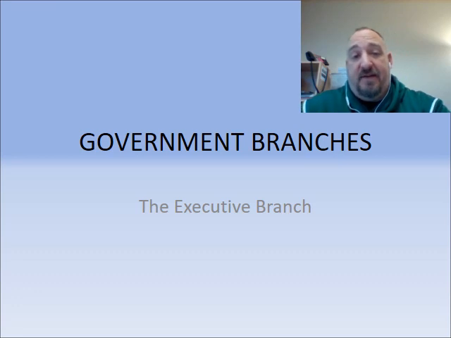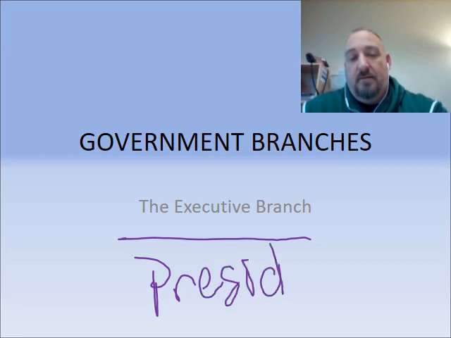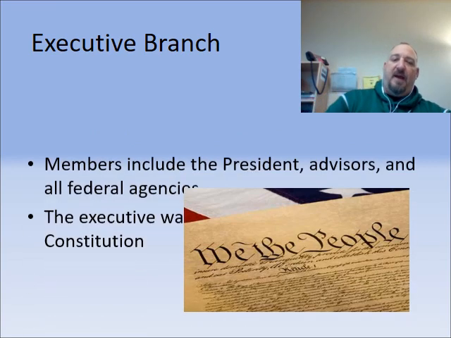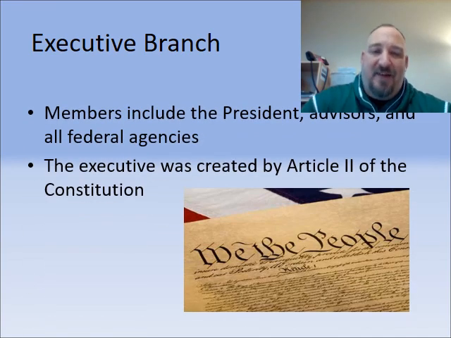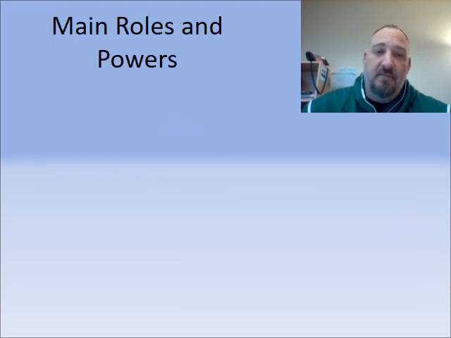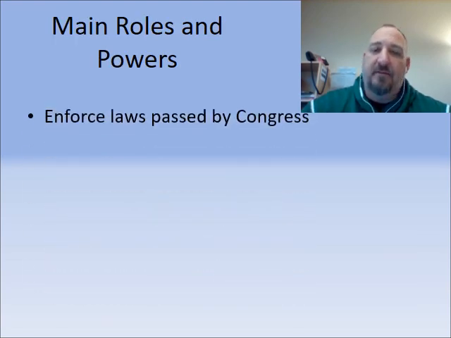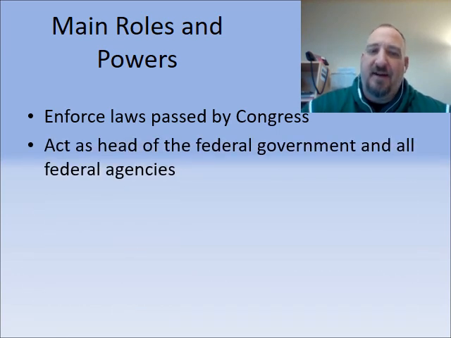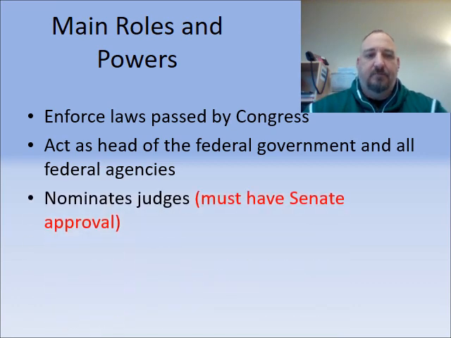So, Office of the President. Okay. The executive branch. Members include the President, advisors, and all federal agencies. The Office of the President was created by Article 2 of the Constitution. Main roles and powers: enforce laws passed by Congress, and act as head of the federal government and all federal agencies.